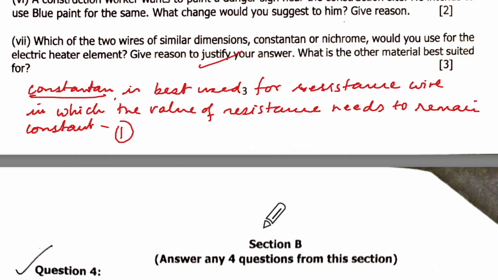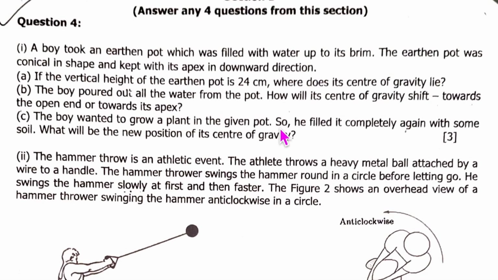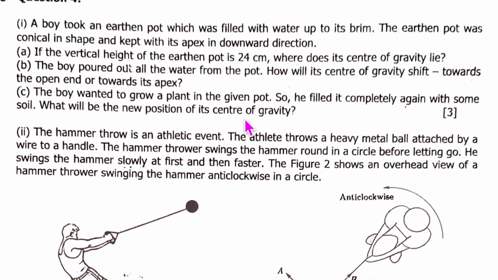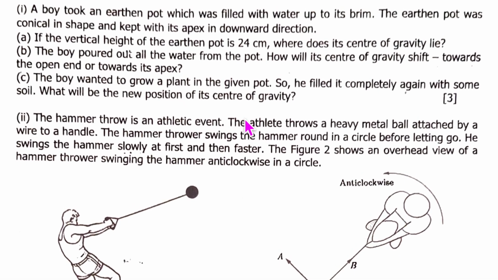Okay, so that finishes our section A, 40 marks. Count your marks and tell me how much you're getting. We stop there for section A. Now we start with section B, and from section B we have to solve any 4 questions. Let us look at question number 4, first part.